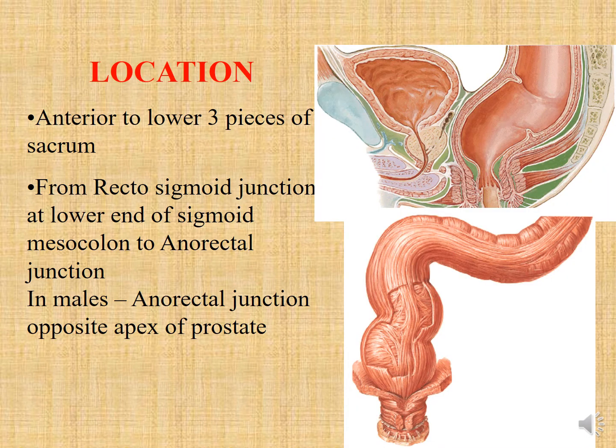Where is it located? Anterior to the lower three pieces of the sacrum, as we can see in the diagram that it is present anterior to the sacrum. Its extent is from the rectosigmoid junction at the level of the third sacral vertebra, and it ends at the anorectal junction by becoming continuous with the anal canal. In males, this anorectal junction lies opposite to the apex of the prostate.